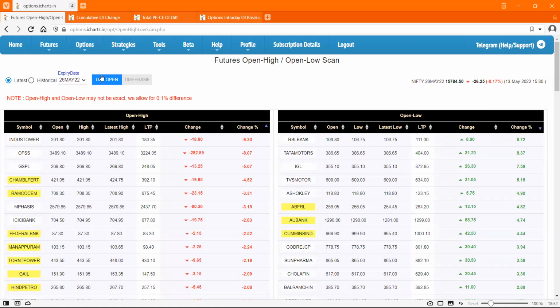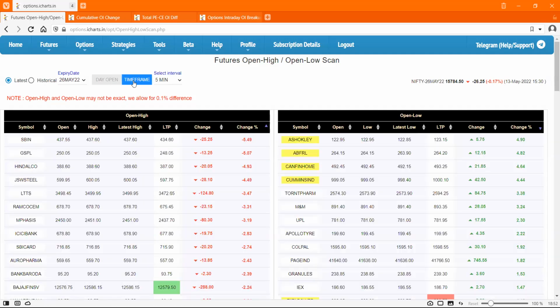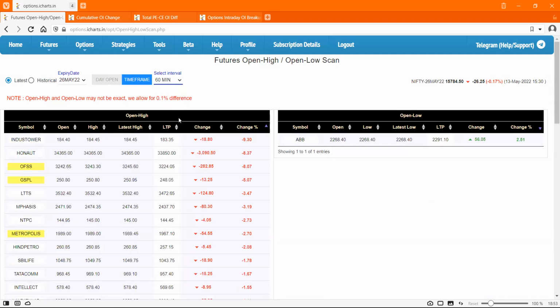So that's for the day open. Now, during the day, if you want to see which strikes are bullish, you can click here, time frame. I don't know if 5 minutes makes sense, but 60 minutes, once the new hour starts, suppose the time is 10. After 10, this will again refresh, and it will give you this list fresh for the current hour.